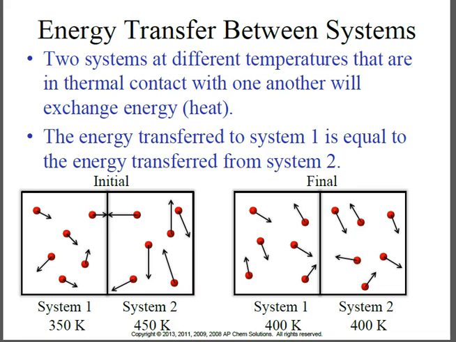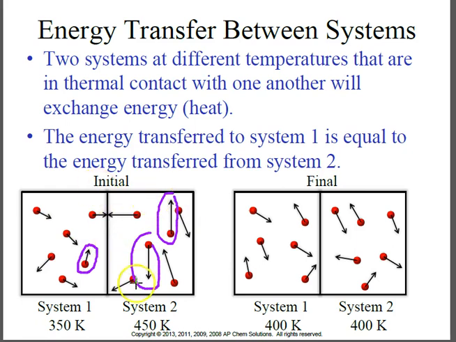So if you look here at the initial conditions, we have a system that's at 350 Kelvin, and we put it up against a system at 450 Kelvin. These arrows are important to note here. So the arrows are showing us how fast the molecules are moving, or attempting to. So you see on the 450 side that there's some longer arrows because these particles are moving faster compared to the 350 where we got the shorter arrows.